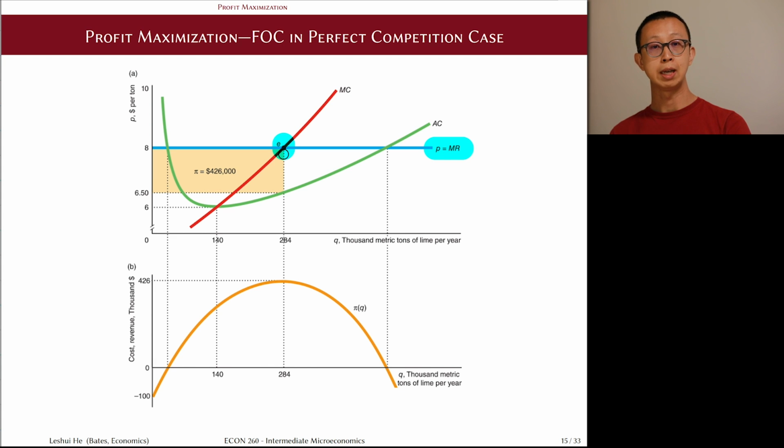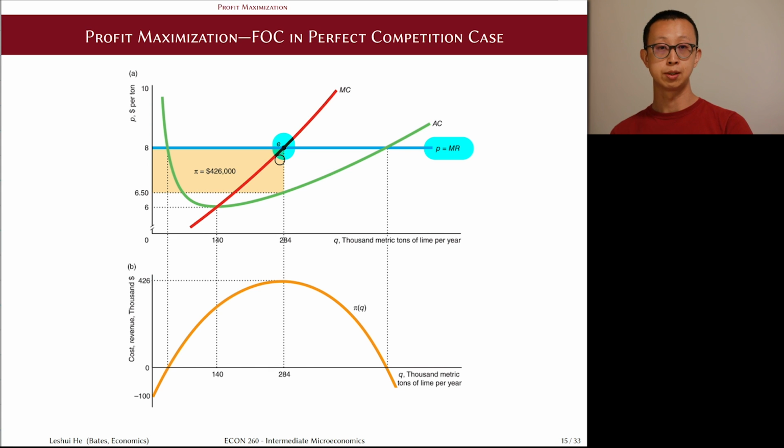When the output level is lower than this point E, the marginal revenue is higher than the marginal cost. So the firm's profit would increase as it increases its output. Beyond point E, the marginal cost is higher than the marginal revenue, so the firm's profit would increase if the firm dials back on the output level. And the profit is maximized at this point where the marginal revenue is equal to the marginal cost.